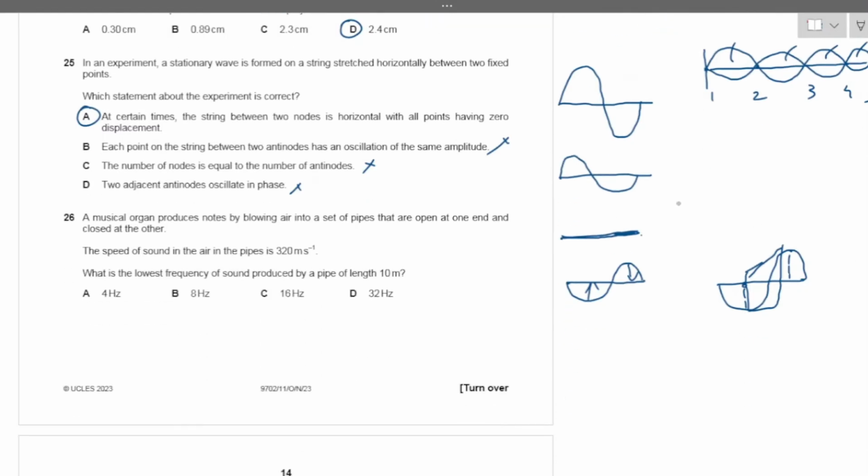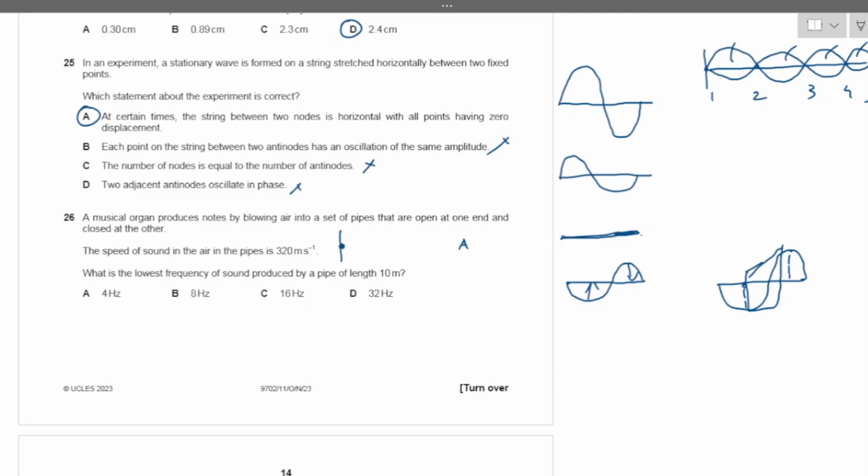Question 26. A musical organ produces notes by blowing air into a set of pipes that are open at one end and closed at the other. Right. So again, it's about stationary wave. We have closed at one end, that would be a node, and open at the other end. That means there must be an antinode over here. Speed of the sound in the air in the pipes is 320 meter per second. What is the lowest frequency of the sound produced by a pipe of length 10 meters?